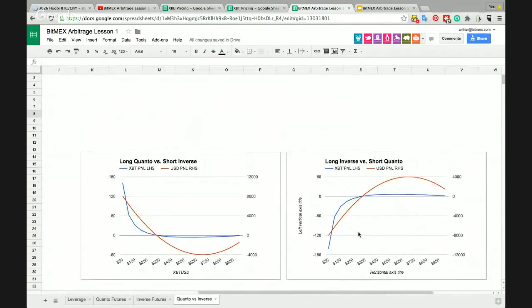Sometimes in our daily expiring contract, we've seen situations where the daily premium is not justified by what volatility is likely to realize within the next 24 hours. And in that situation, you want to be long inverse and short Quanto. We'll cover those trades in more detail in future lessons.